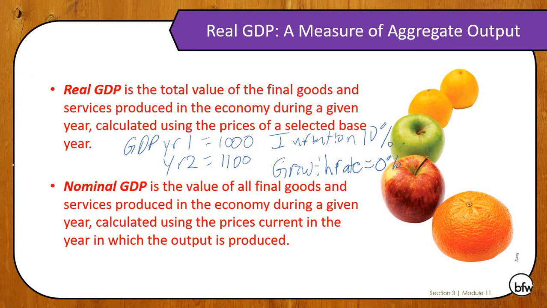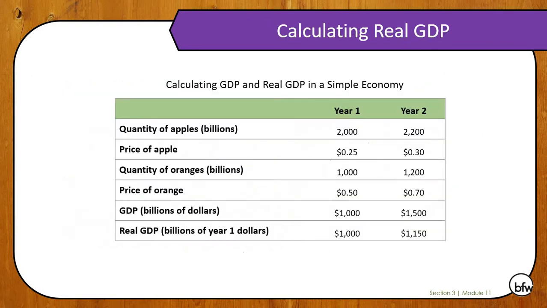So that's why using real GDP is more beneficial as a measurement, because it gives us a more accurate picture of growth. Now, to calculate real GDP, here's how we are going to do it. To do nominal GDP, you would simply take quantity times the price for apples and for oranges. Those are going to be the only two products in this simple economy. And if we added up the value of 2,000 apples and 1,000 oranges at these prices, we would get $1,000.